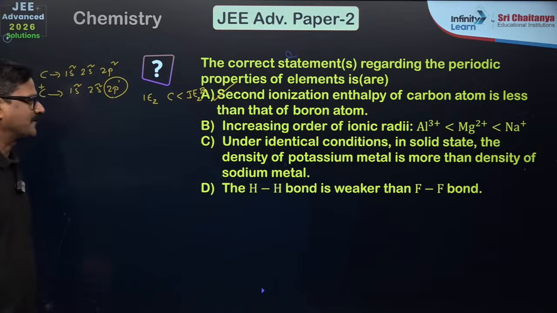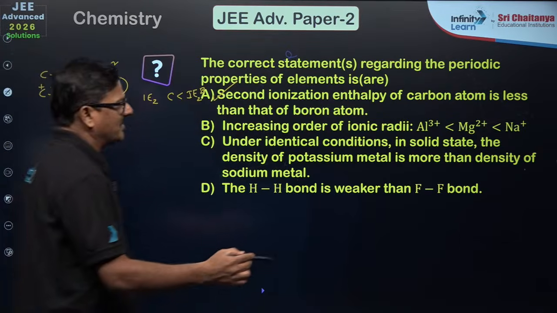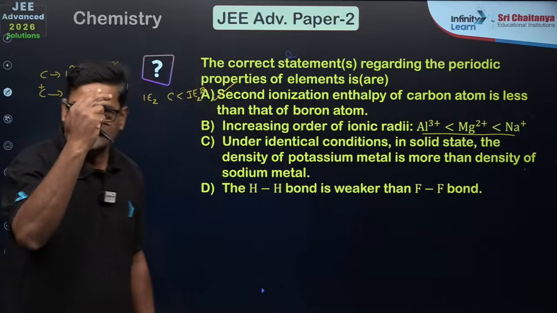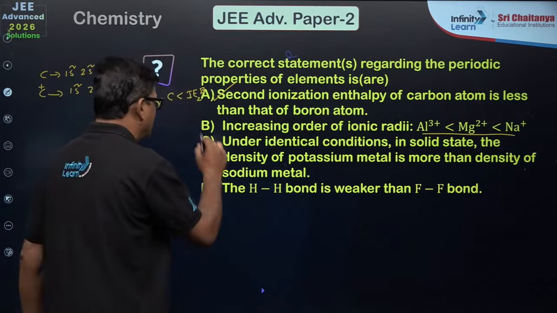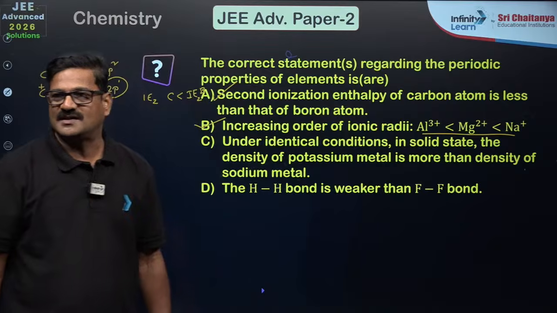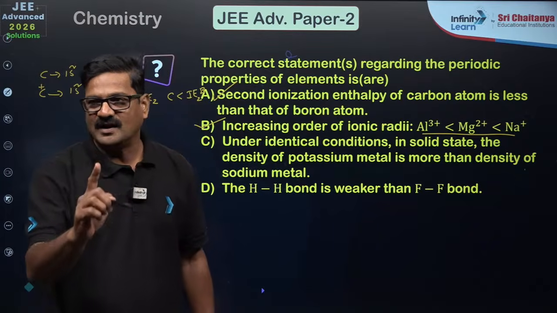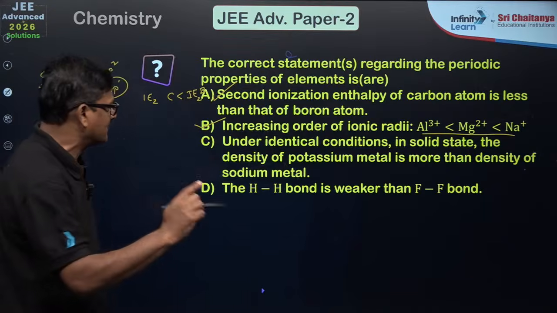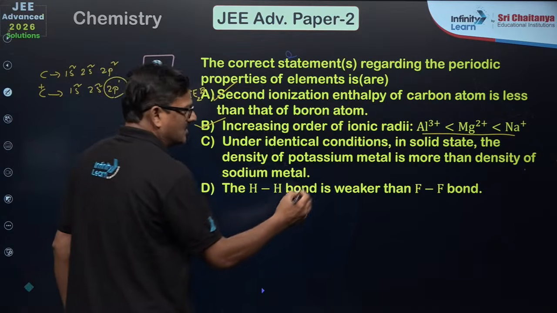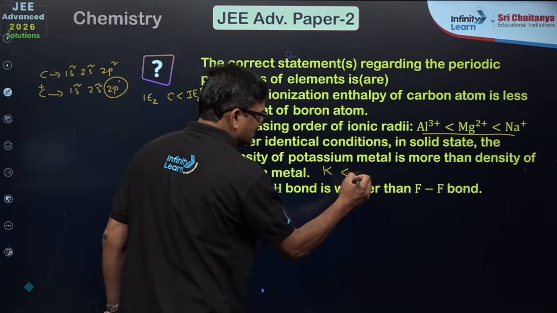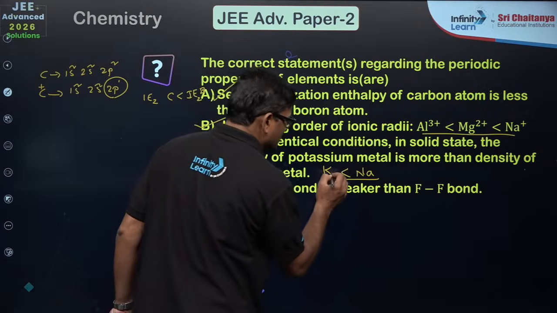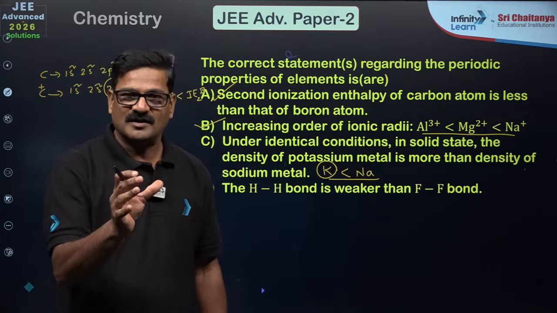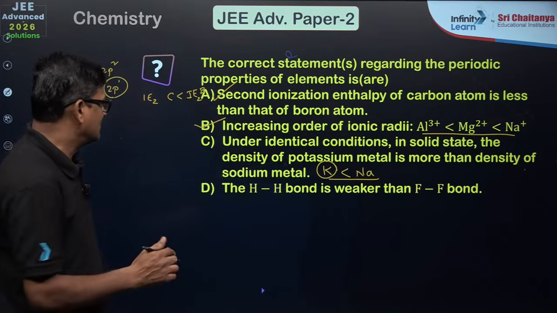A is correct. Increasing order of atomic radii: as the magnitude of the positive charge increases, size decreases. So, therefore, B is a correct sequence. Under identical conditions, the solid state density of potassium is more than that of sodium. Potassium density is less than that of sodium. Simple logic, because of the presence of vacant d orbitals, suddenly the size is increased.